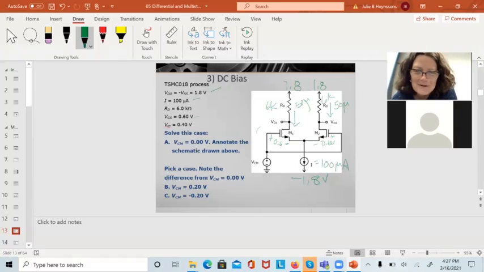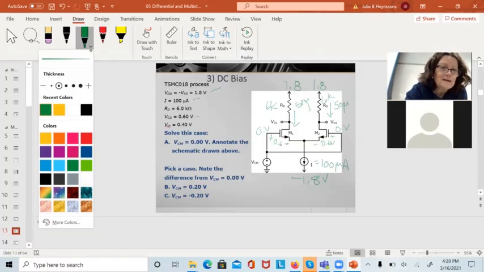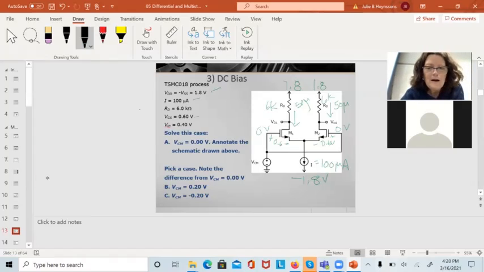My V common mode is 0 volts, which means this is also 0 volts. So there's a lot of things I can deduce. And I'm changing colors. Let's go to black. One thing, I've got 0 volts here. I drop 0.6 of a volt. This must be at negative 0.6 volts.